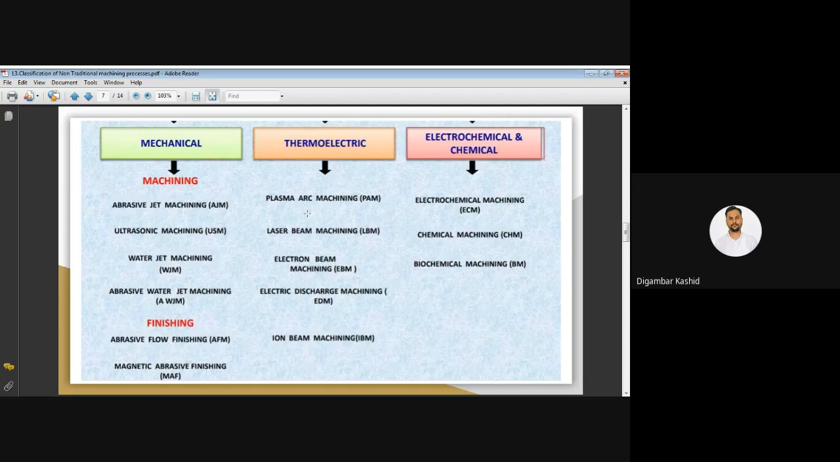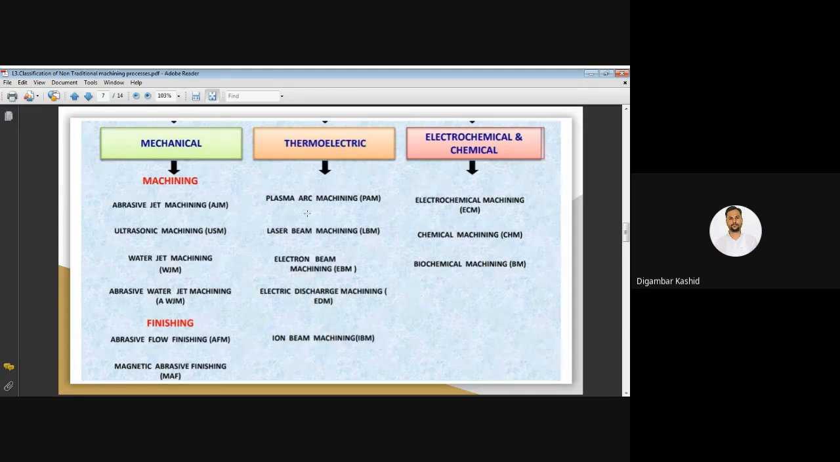Now, in that, we can call it kinetic energy, or mechanical energy. What does it mean? Kinetic energy of either your abrasive particle or water jet. It is used for what purpose? To remove the material from your workpiece. If you use the kinetic energy of the abrasive particle, it means the velocity of your abrasive jet.